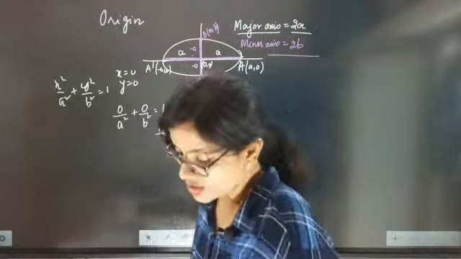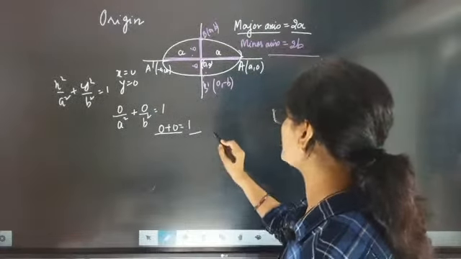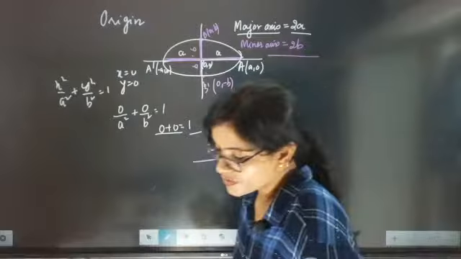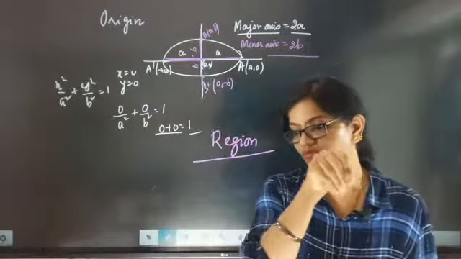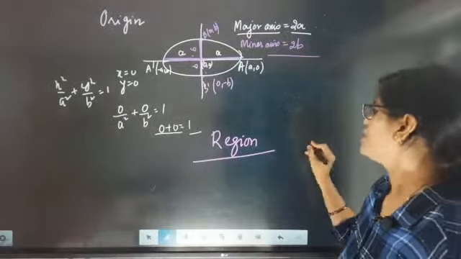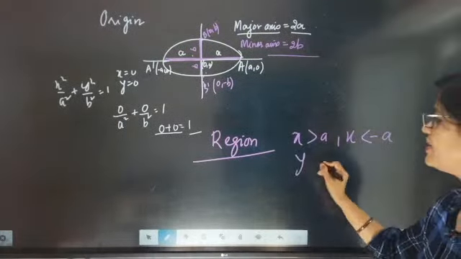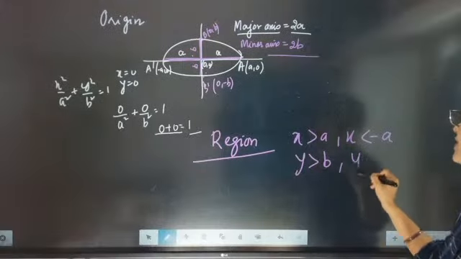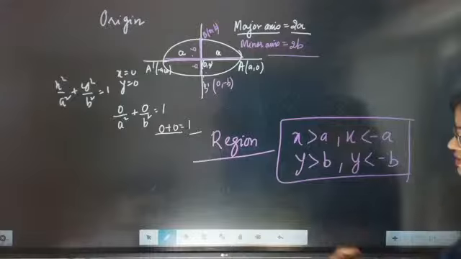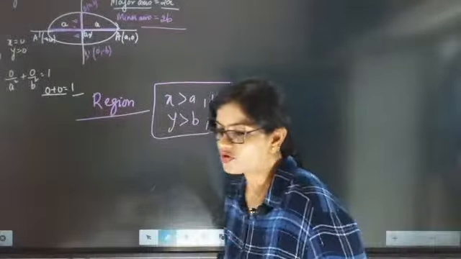So the next important topic coming here is region. Okay, so region is another important point. R-E-G-I-O-N, region. So for ellipse, region is also a very important section to discuss. So what does region mean? So x greater than a, x less than minus a, y greater than b, y less than minus b. Will this condition be possible? So these two are case 1 and case 2. Is this case possible for ellipse?